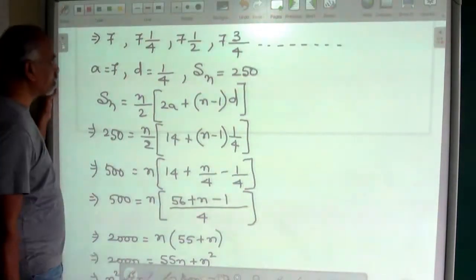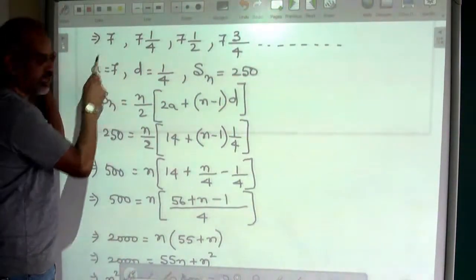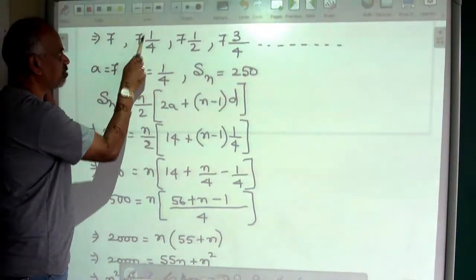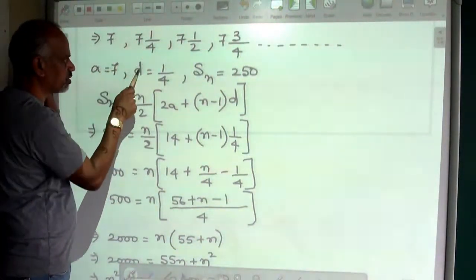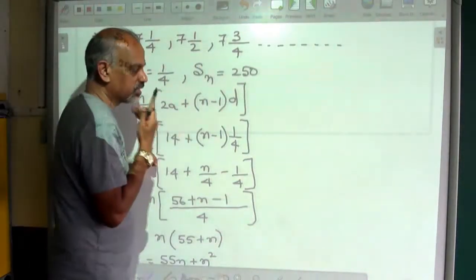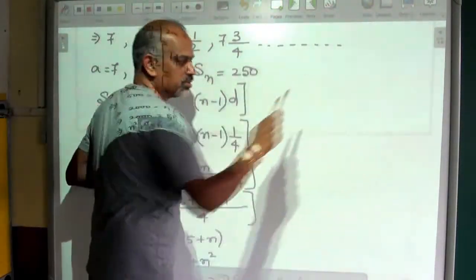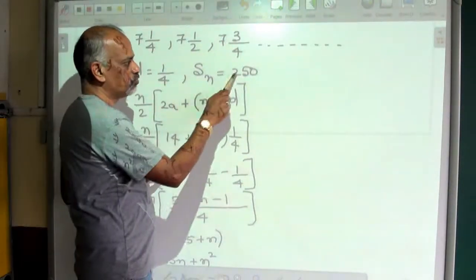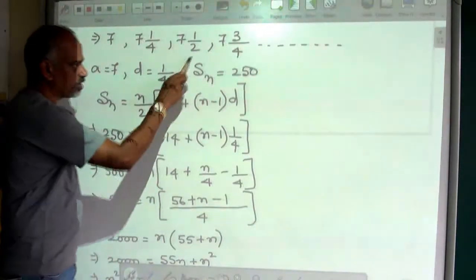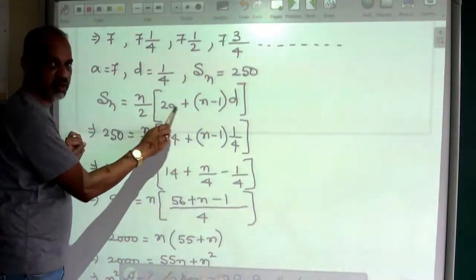So in our arithmetic progression, the first term a is 7. Common difference is 7 and 1 by 4 minus 7, which is 1 by 4. So that's the common difference, which is 1 by 4. And you also know from the question that the sum of all these members is 250. So Sn is 250. Because we know Sn, we are starting with the formula of Sn.